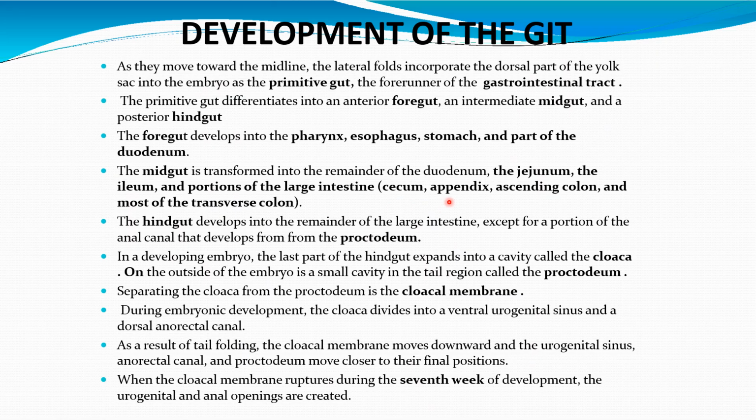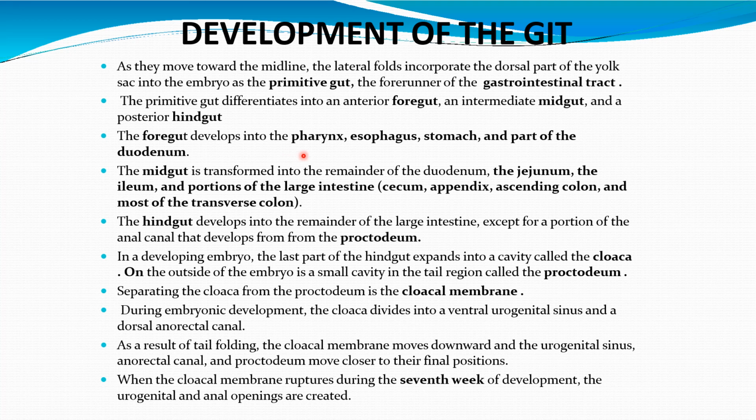Okay, so that brings the end of the mesoderm derivatives, the ectoderm and the mesoderm derivatives. So let's look at the development of the GIT. As they move toward the midline, the lateral folds incorporate the dorsal part of the yolk sac into the embryo as the primitive gut. Then this will be our forerunner of the gastrointestinal tract. Then the primitive gut differentiates into an anterior foregut, an intermediate midgut, and the posterior hindgut.